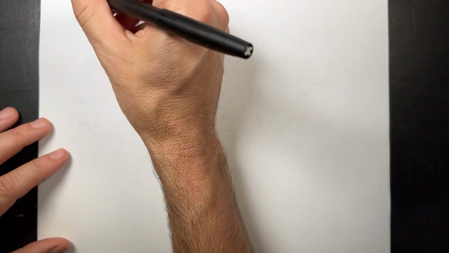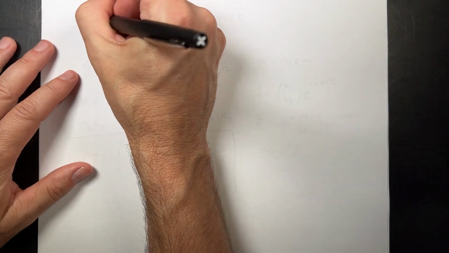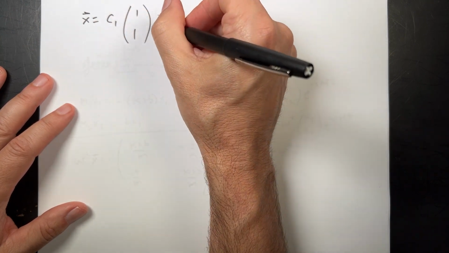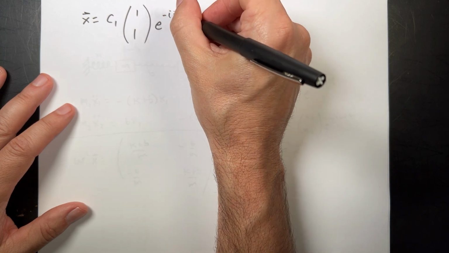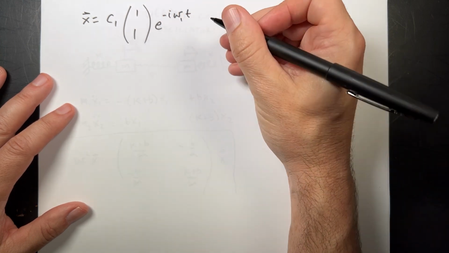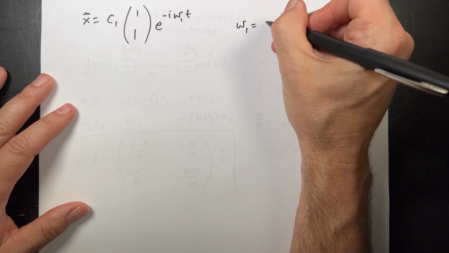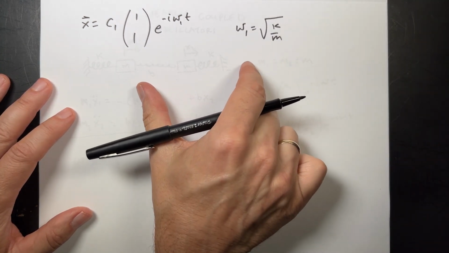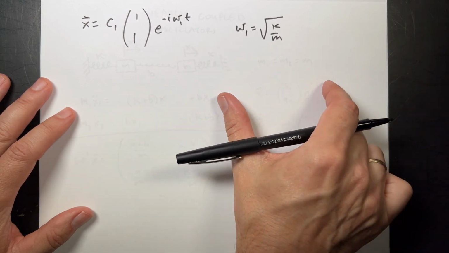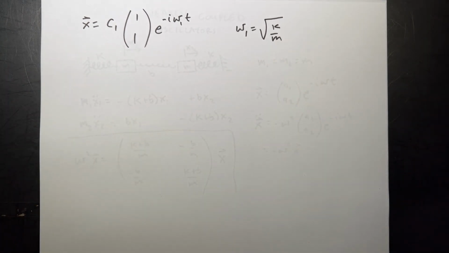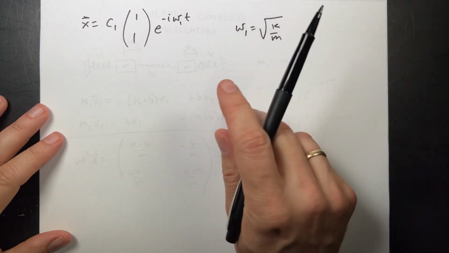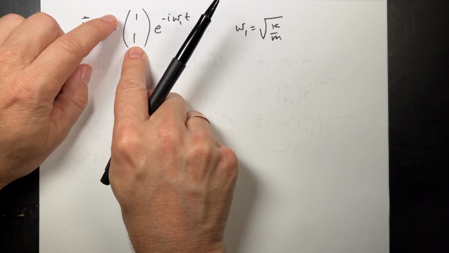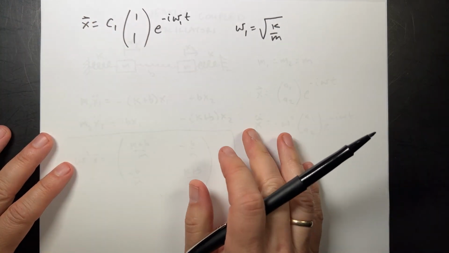So the first normal mode, and this is all the stuff I did before, I could say x is some constant c1 times the vector 1, 1, e to the minus i omega 1 t, where omega 1 is equal to the square root of k over m. So this is the normal mode where the two masses move together, and they don't stretch that middle spring at all. It's the same as what we saw with the pendulums. And that's what this means. x1 and x2 both have the same motion. Those are both 1s, and that's just a constant to normalize the whole thing.